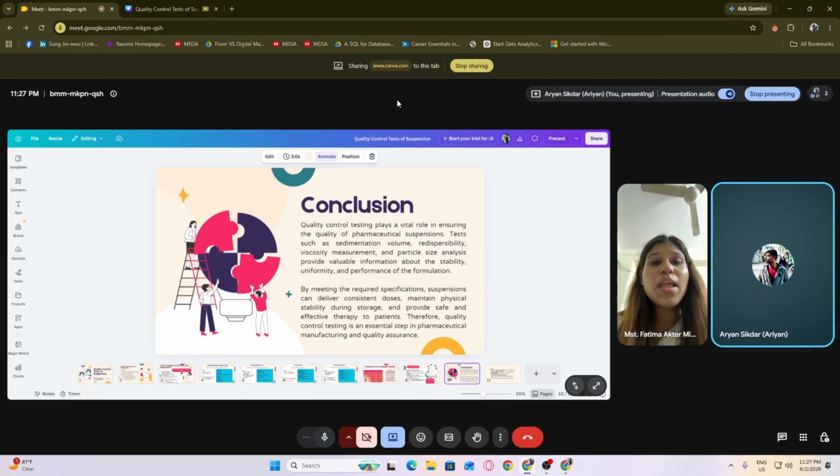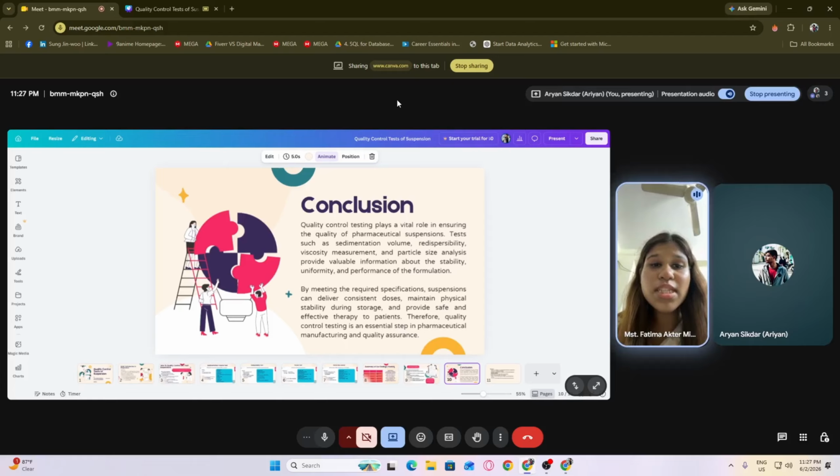Next slide, please. In conclusion, quality control testing is essential for pharmaceutical suspensions. Tests such as sedimentation volume, redispersibility, viscosity, and particle size analysis help us evaluate the quality and stability of the product. By meeting all the required standards, a suspension can provide safe, effective, and consistent treatment for patients.